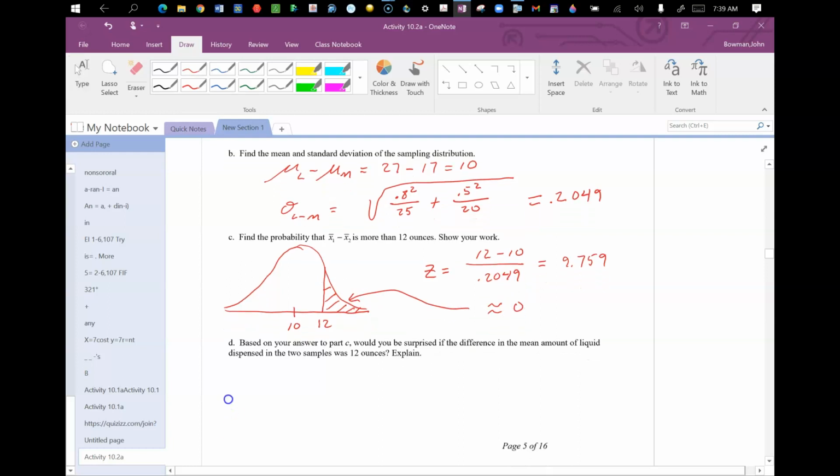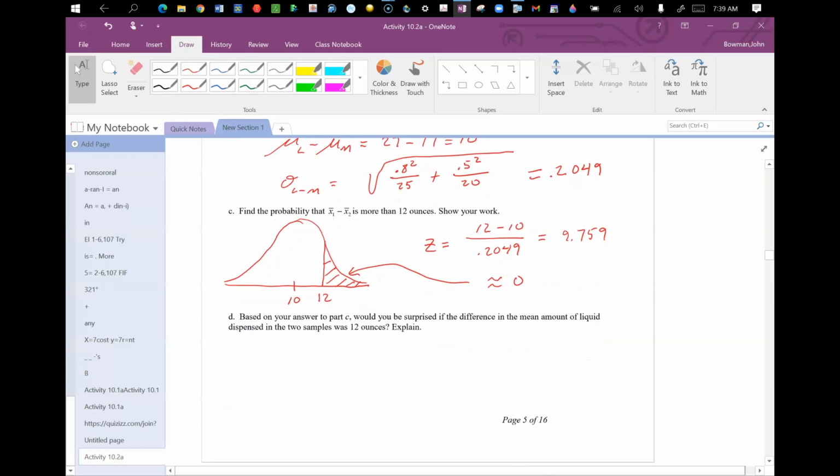So, based on your answer to part C, would you be surprised if the difference in the mean amount of liquid dispensed in two samples was 12 ounces? Yes. Effectively, what we found was a p-value here. So, if the difference in the two population means is really 10, then the chance of getting a sample mean with a difference of 12 or more is approximately 0. So, yes, we would be surprised if we got a sample mean with a difference of 12 ounces or more.